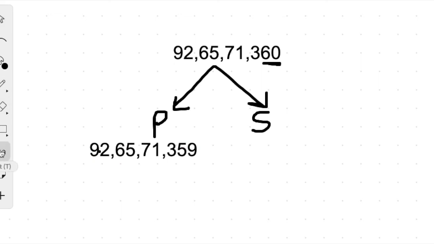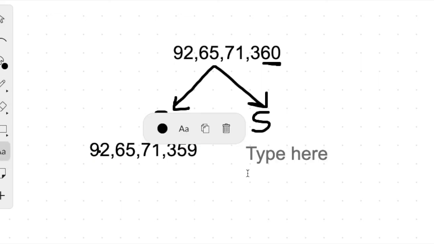Now let me just think of what will be successor of this number. Now for successor, again what I'll do is I'll just write the number as it is, 92 crore 65 lakh 71,000, and after that this is 360, and what comes after 360? Just one after 360 is 361. So successor is this, predecessor is this.